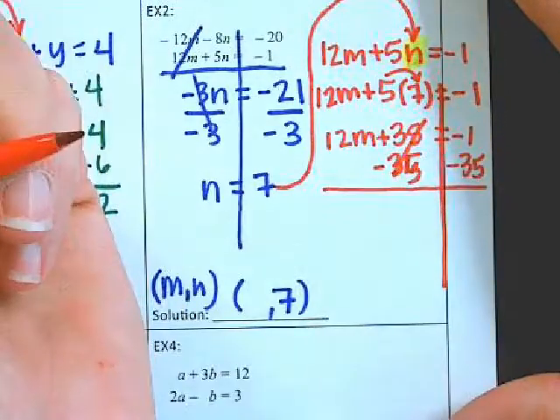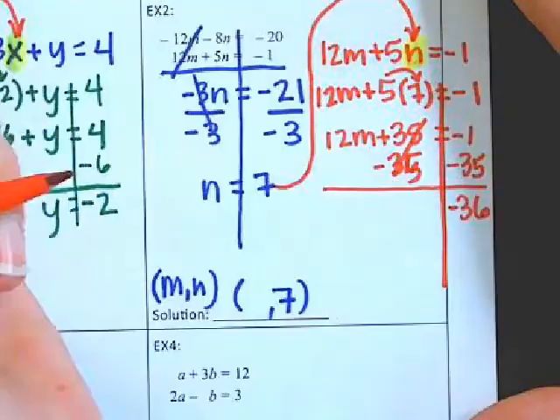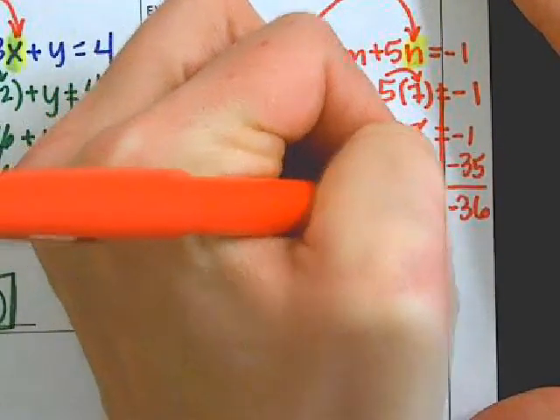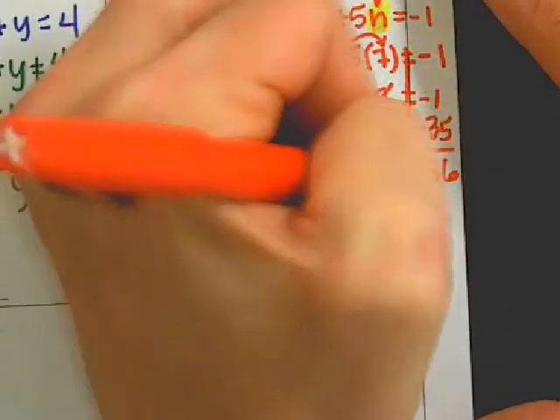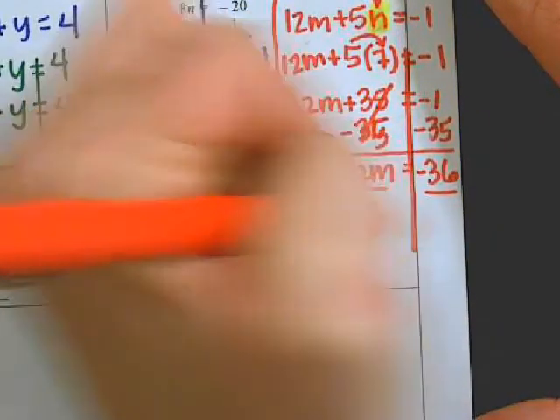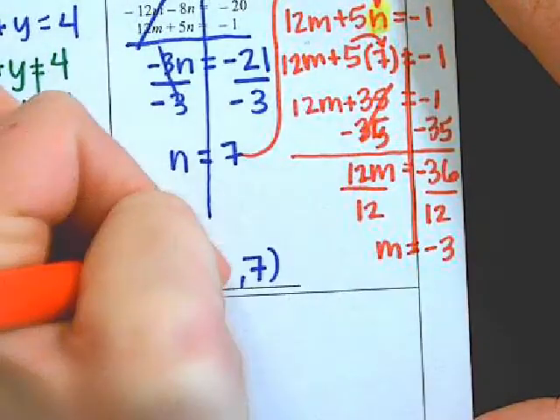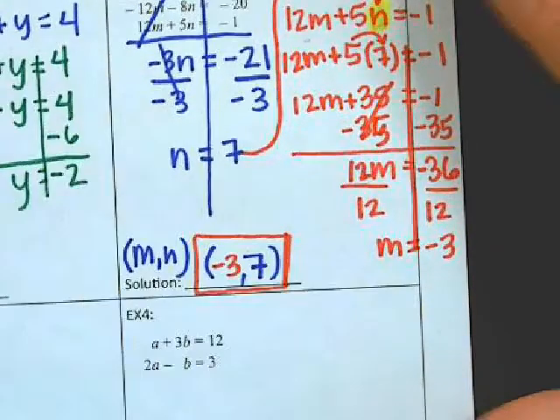35's cancel. Negative 1 minus 35 is negative 36. And bring down that 12m. Good. M and 12 are touching, so I'm going to divide by 12. M equals negative 3. So in my ordered pair, I have a negative 3, comma 7.